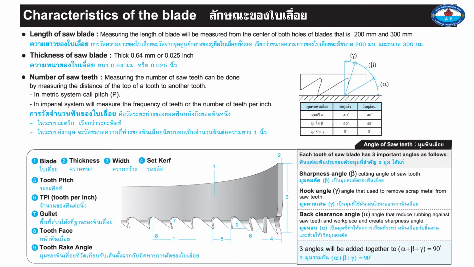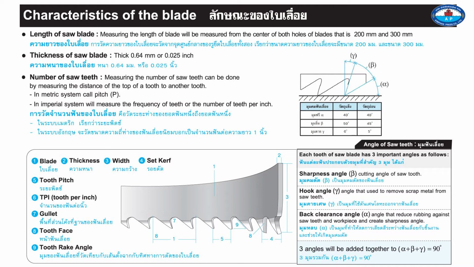1. Blade. 2. Thickness. 3. Width. 4. Set curve. 5. Tooth pitch. 6. TPI, teeth per inch. 7. Gullet. 8. Tooth face. 9. Tooth rake angle. Angle of saw teeth.